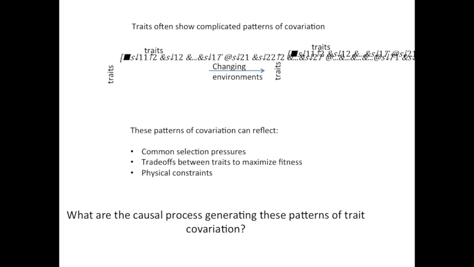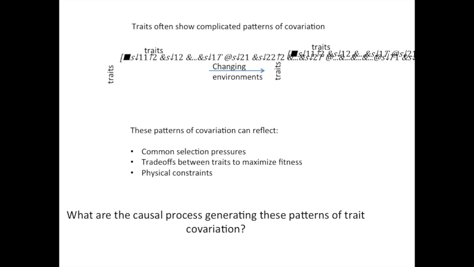So, really want to understand what the generating causes are here, to what degree these can be associated with common selection pressures, to what degree they can be associated with different trade-offs between traits as you're trying to maximize fitness, and to what degree they could be other constraints. I've put physical constraints here, but we could also talk about what we call phylogenetic constraints as well. This is the question that's interested me over many years, and this is why I became interested in these methods of causal discovery.